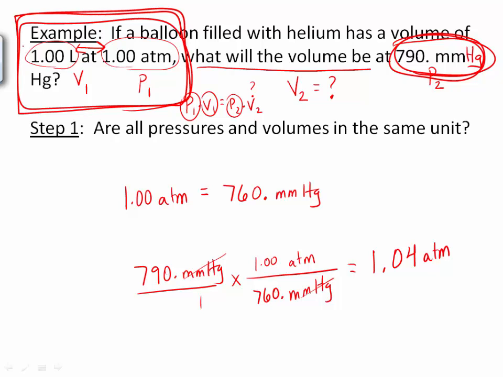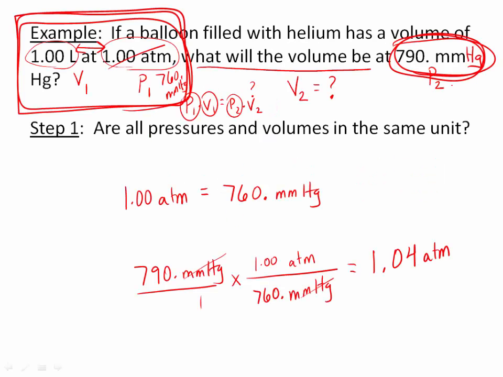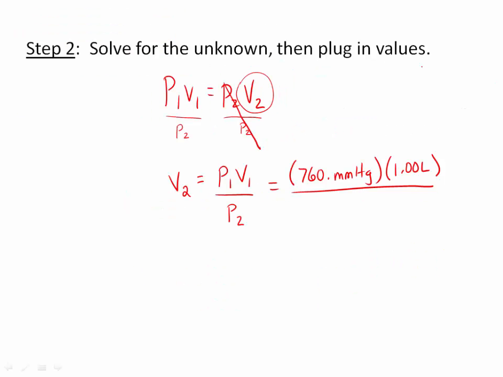So let's plug those in, but remember, instead of 1 ATM, I converted that to 760 mmHg. So let's plug in what we know already. We know that starting pressure was 760 mmHg. We know the starting volume was 1.00 liters. And we wanted to know what would happen to the volume when the pressure went up to 790 millimeters mercury.